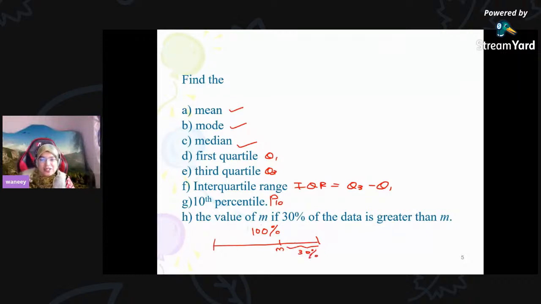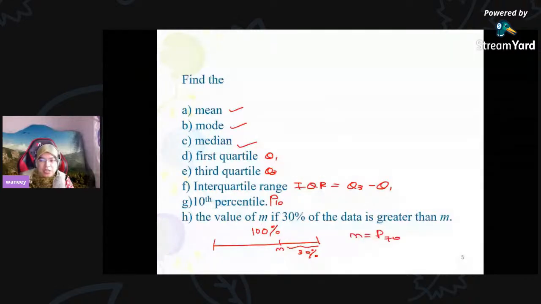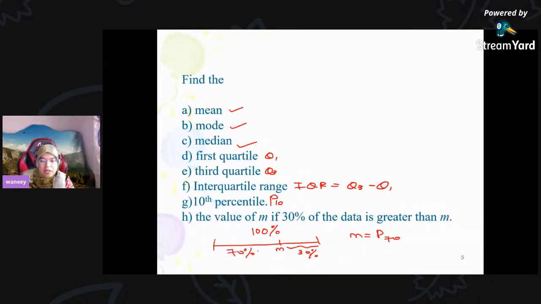Okay, so for this one, this simply means we have to calculate the percentile. So the percent we calculate from the earlier until the M. So M is actually P70 because we want to find out the 70% value from here to here. That will be the value of M. Okay, so let me go on how to calculate the mean.